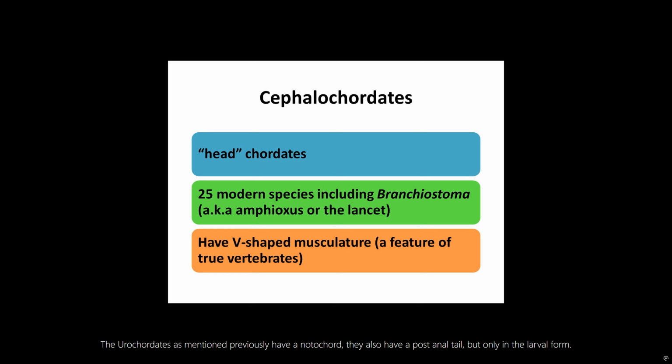The cephalochordates are the head chordates. There are 25 modern species of cephalochordates, including the lancelet, which looks somewhat like an eel or a very simple fish. They have V-shaped musculature, which is a feature of true vertebrates. They have a notochord that extends the length of the body, from head to tail, and persists throughout the animal's life. They also have pharyngeal slits and a post-anal tail.